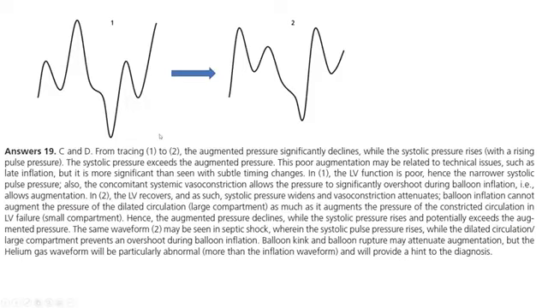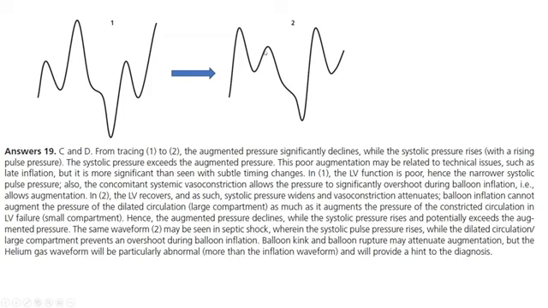So here is my answer. Between 1 and 2, the augmented pressure significantly declines. So this is the augmented pressure. It has dramatically dropped. It's actually lower than the systolic pressure. This is a patient with 1-to-1 balloon pump inflation. So it is lower than the assisted systolic pressure, which should never be the case.